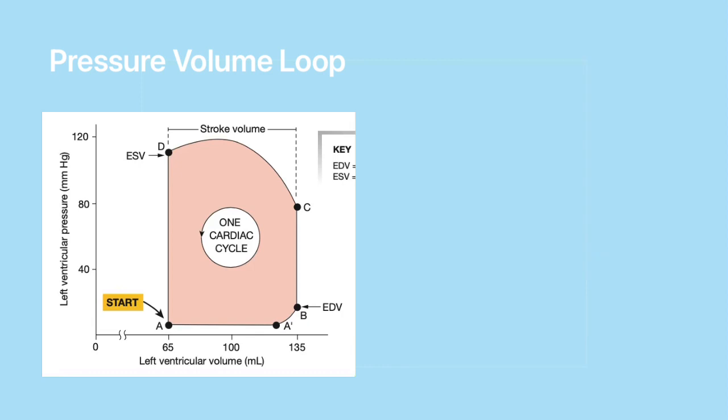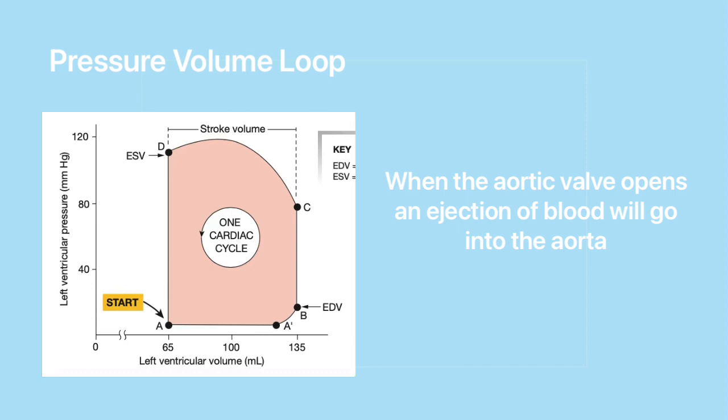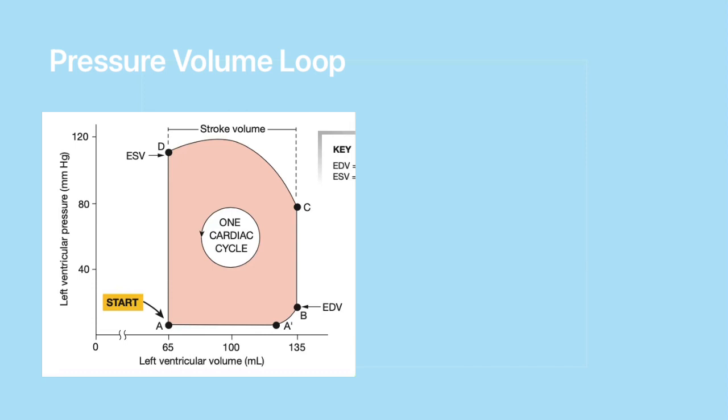From point B to C, isovolumic contraction can be observed, where the ventricles are contracting but the volume of the ventricles does not change. As both the mitral valve and aortic valve are closed, pressure dramatically increases. Once ventricular pressure exceeds aortic pressure, the aortic valve will open, which can be seen on the graph at point C. From point C to D, we can see that the pressure continues to increase as the ventricle continues to contract and that the volume is decreasing as blood is being pushed into the aorta.